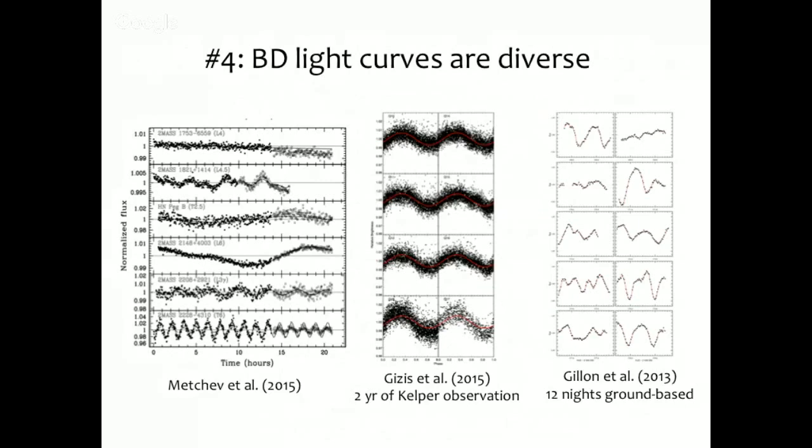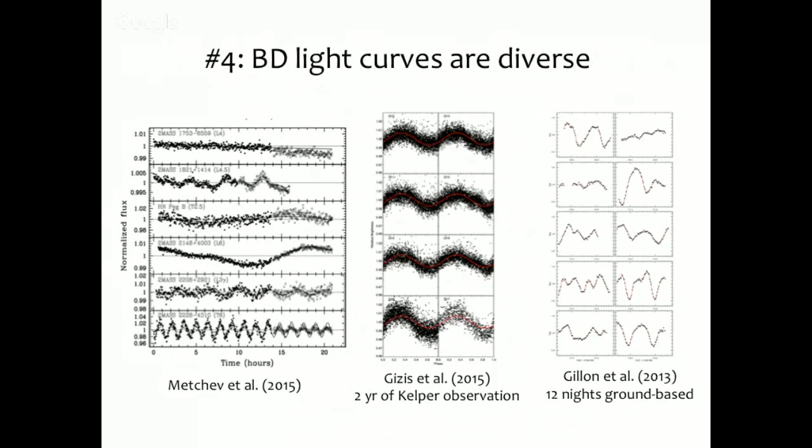This is actually Luhman 16AB, that closest pair of brown dwarfs. You can see that in this case there are humongous night to night variations in amplitude. I'll show another plot in a little bit. And over here, this is again from the Weather on Other Worlds survey.